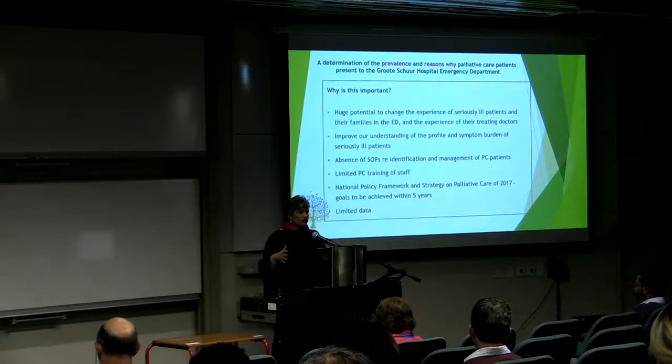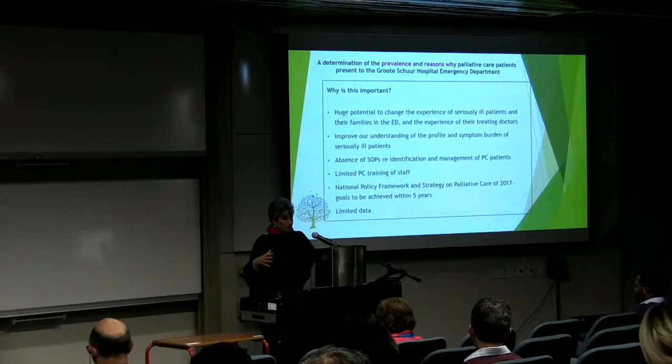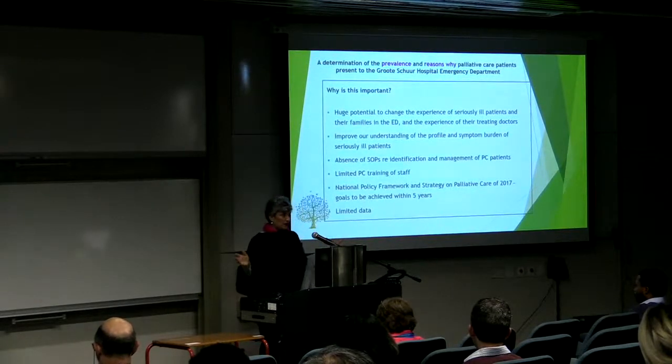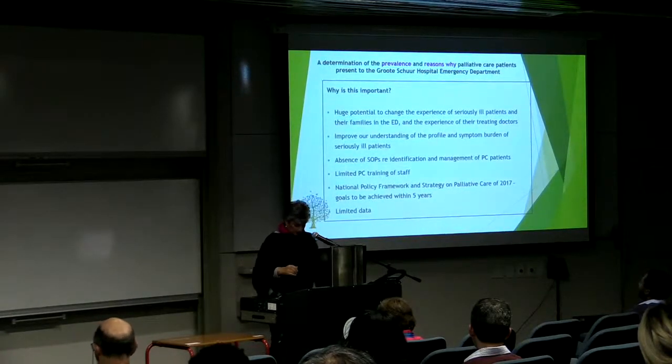When is a patient with respiratory issues a palliative care patient? When they present with disabling inability to breathe, a New York Heart Association class 4, or when they've had more than 5 admissions over a 6-month period. So those guidelines, while they're not used throughout South Africa, they do exist for Groote Schuur Hospital, and I use them to identify palliative care patients here.